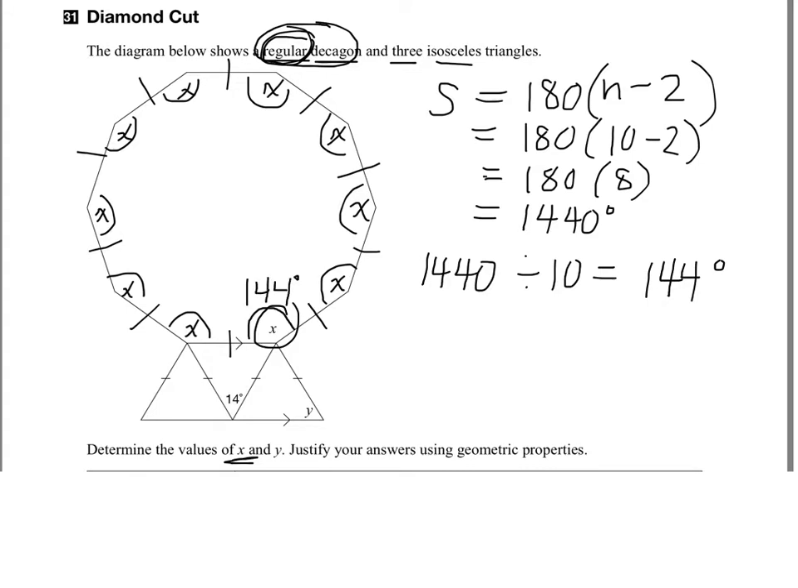That was the easy part. Raise your hand if you got that. Okay, the next part to this question says that there are 3 isosceles triangles. What does isosceles mean?